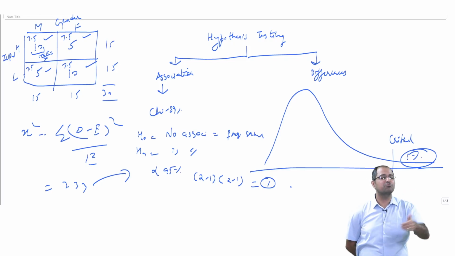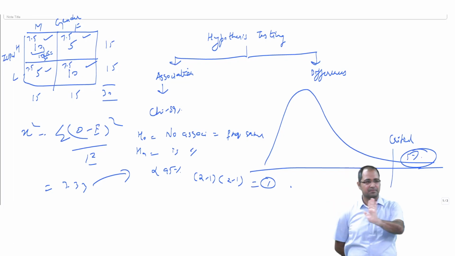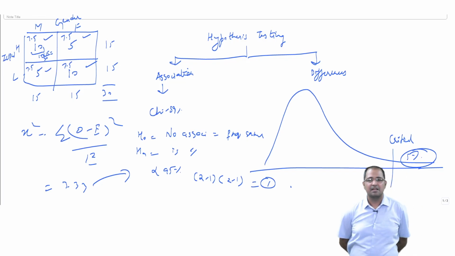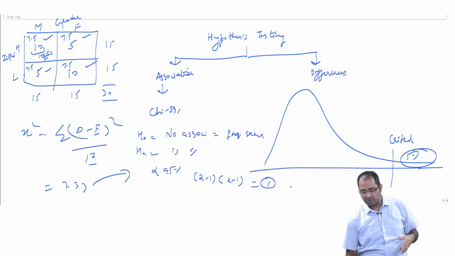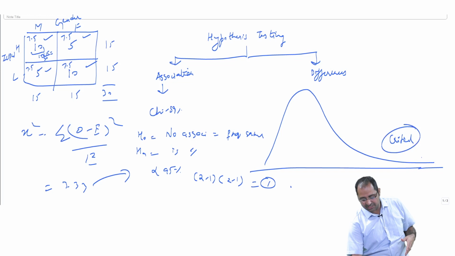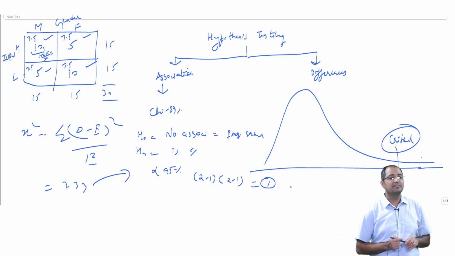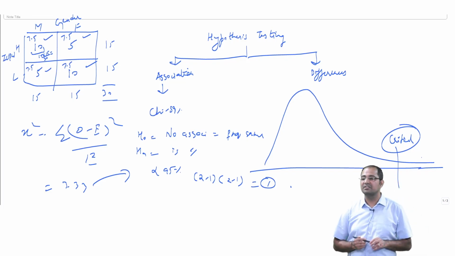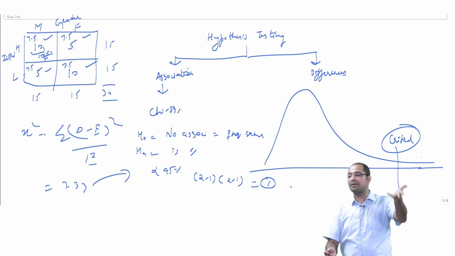If the null hypothesis were true, the difference between observed and expected would have been 0. Now we are calculating how much the difference is. And if the difference is so huge, how huge is that? Critical value. If it is larger than that, then we reject the null hypothesis.